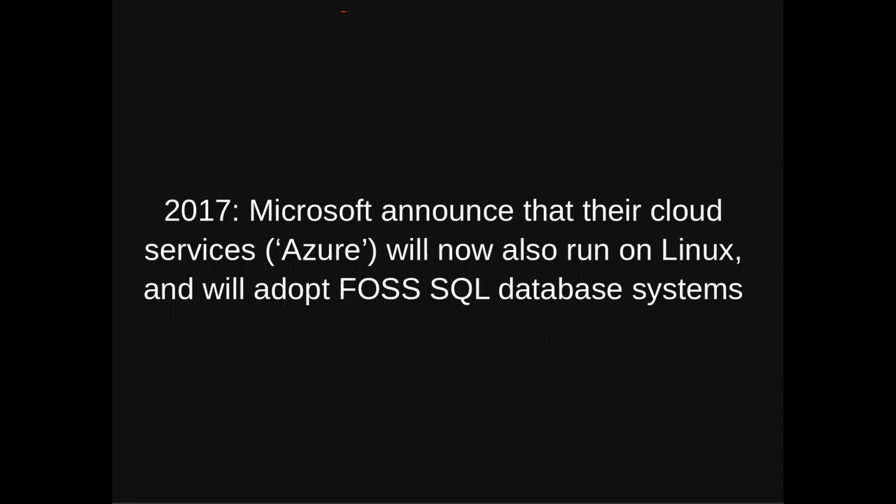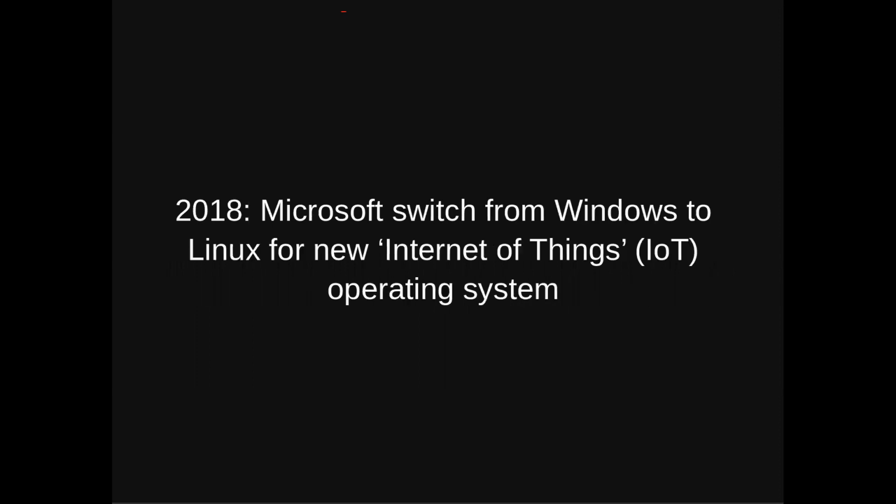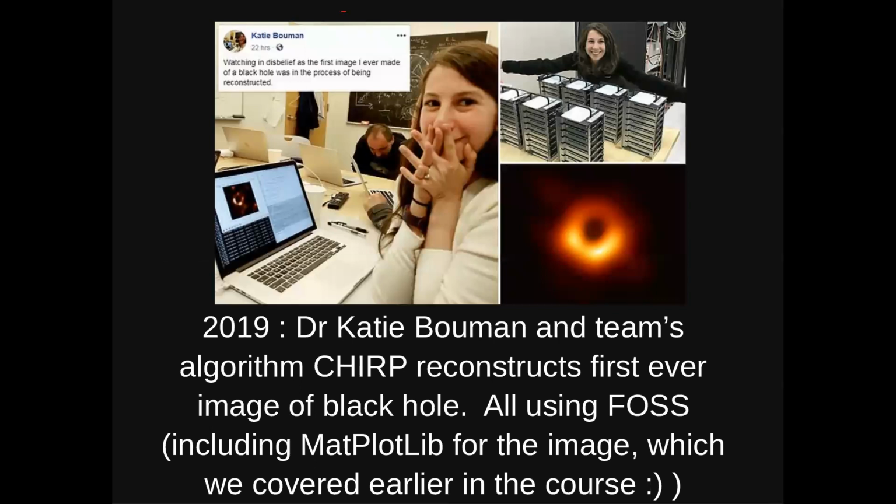2017, Microsoft announced that their cloud services, Azure, will now also run on Linux and will adopt free and open source SQL database systems. 2018, Microsoft switched from Windows to Linux for their new Internet of Things operating system. And also in 2018, Microsoft breaks up the Windows division, a sort of indication that they saw less importance in terms of having this big operating system that needs to dominate and that they need to charge for. This is a fantastic story as well, that probably many of you saw at the time.